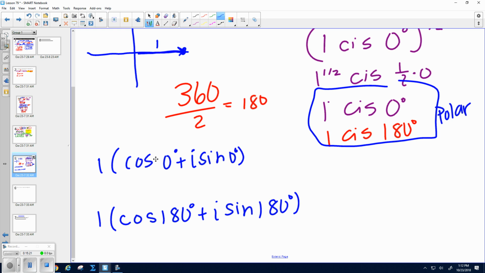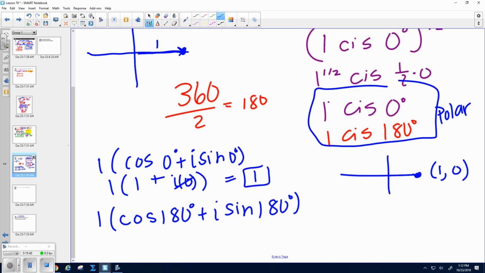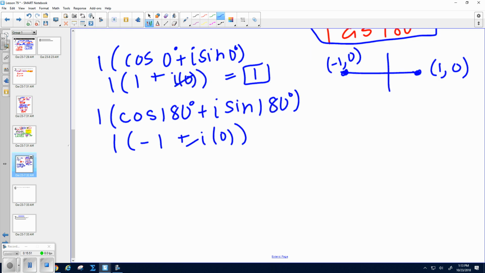All right, you guys, what's the cosine of 0 degrees? It is 1, right? It's the x part of the coordinate there. So I get 1. And what's the sine of 0 degrees? 0. So 0 times I, that whole piece goes away. I get 1 times 1, which is 1. Okay, 180 degrees is over here. That would be this coordinate point. What is the cosine of 180? Negative 1. What's the sine of 180? It is 0. And I get 1 times negative 1, which is negative 1.